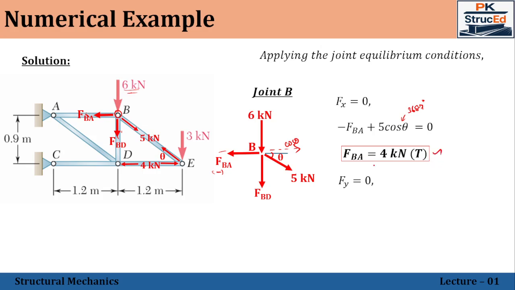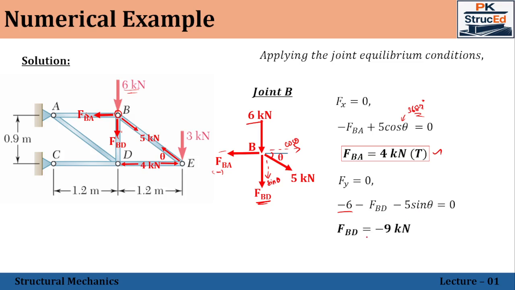Next, we shall move to the vertical force equilibrium. We'll have minus 6, minus FBD, and the vertical component of this force, which will be acting in the downward direction, and this will be sine theta. So this will be negative also, since it is acting in the downward direction. Therefore, it will be minus 6 acting downwards, minus FBD downwards, minus phi sine theta, which will be equal to 0. Theta is known, 36.87.